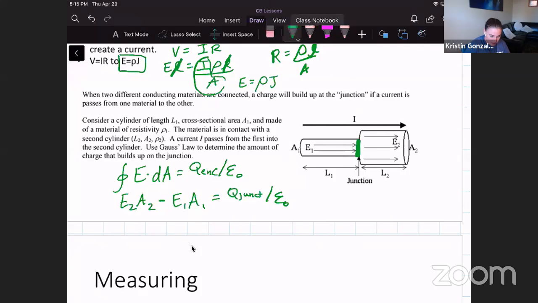And then we can say, well, what is E equal to? E is equal to the resistivity times the current density. So we can say this would be ρ2 times J2 times A2 minus ρ1 times J1 times A1 equals that charge buildup at the junction over epsilon naught.